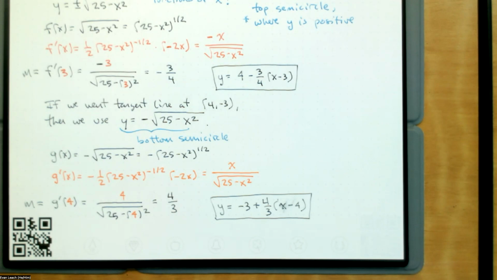One way we can solve this problem, if just finding the equation of a tangent line was the point, we have a way to do that. There's a little bit extra. We have to recognize that the circle cannot be represented with one function, because a function requires that each input correspond to exactly one output, or at most one output. And here we have some x's that correspond to two different y's.